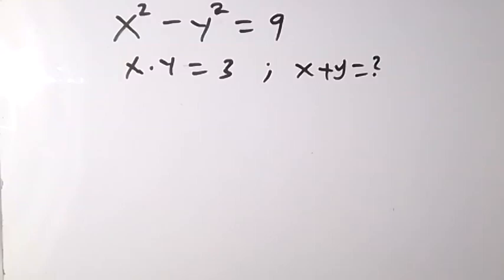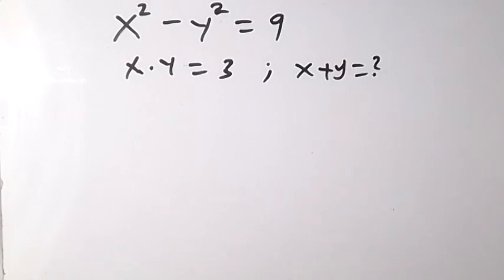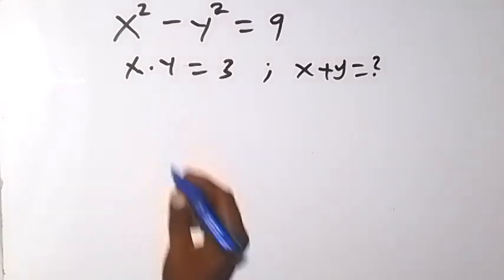Welcome to this class. Here we want to find the value of x plus y, given that x squared minus y squared equals 9 and x times y equals 3. Now let's start from the first equation.